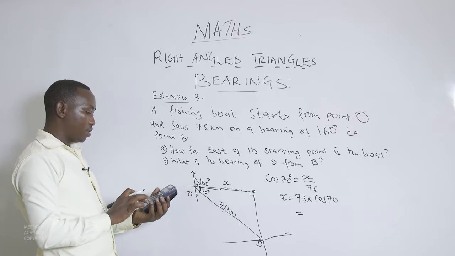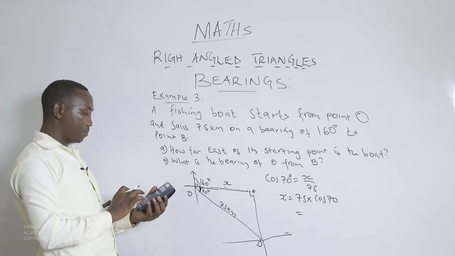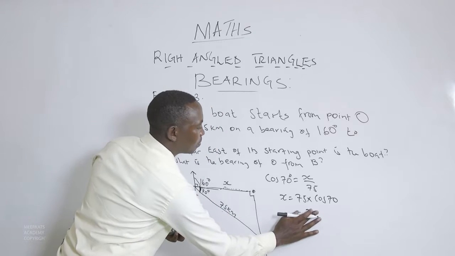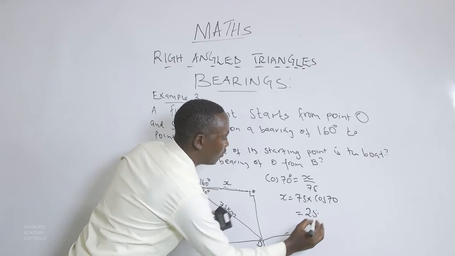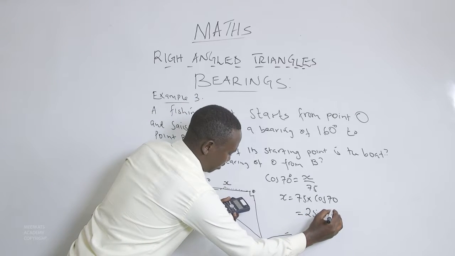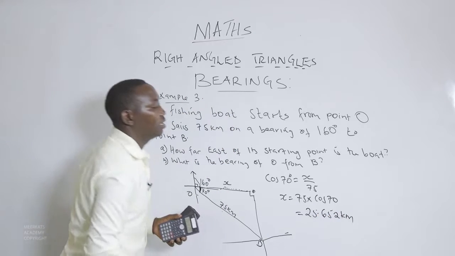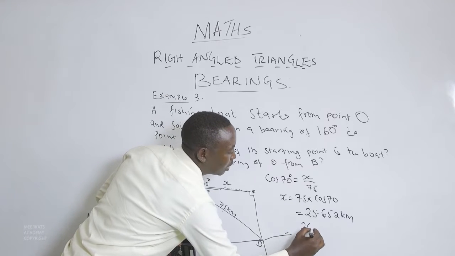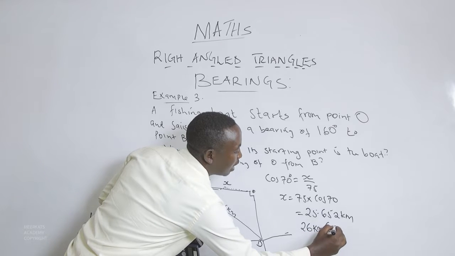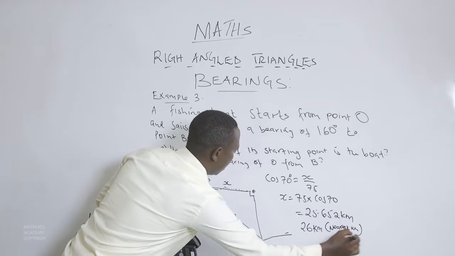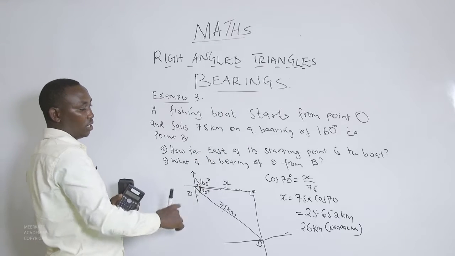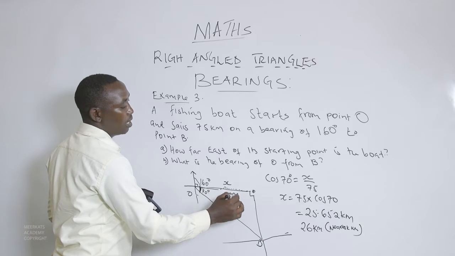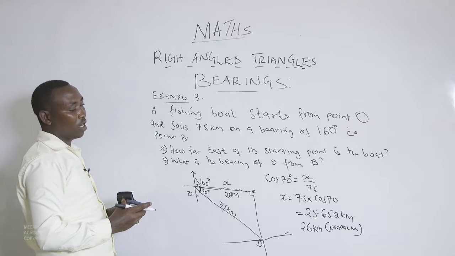which will result to 25.652 kilometers. We are required to find the distance to the nearest kilometer. So that shall be 26 kilometers. So the distance east of the boat from the origin is 26 kilometers, to the nearest kilometer.